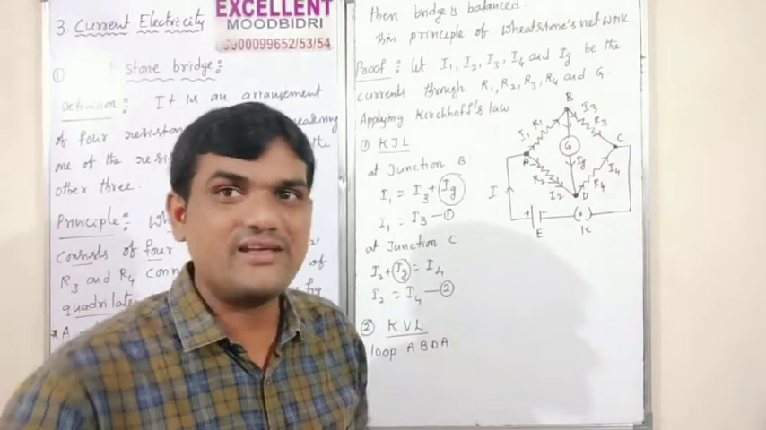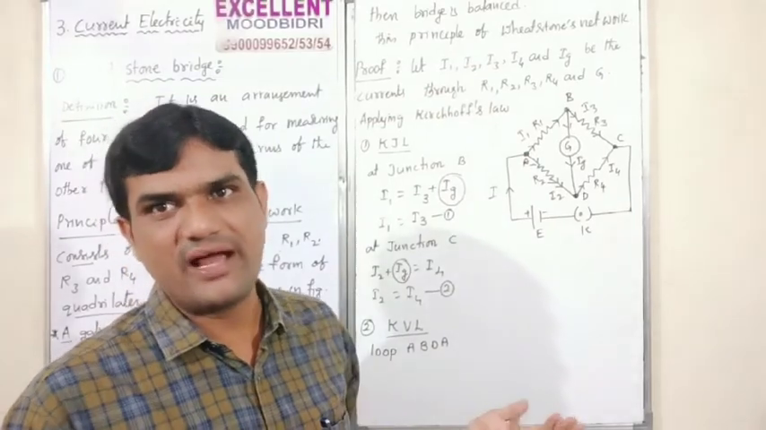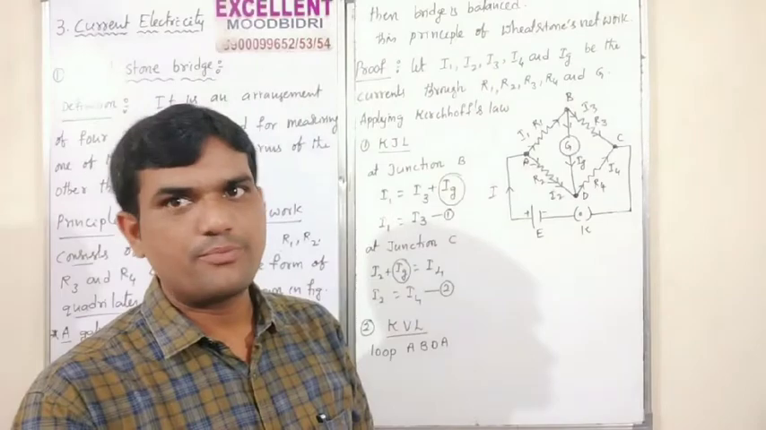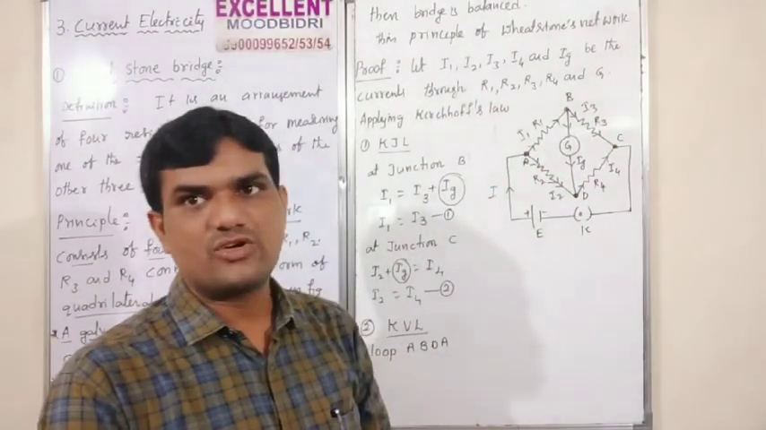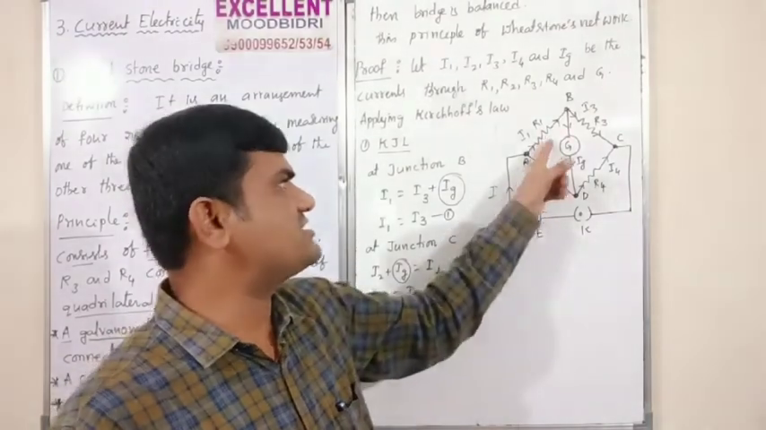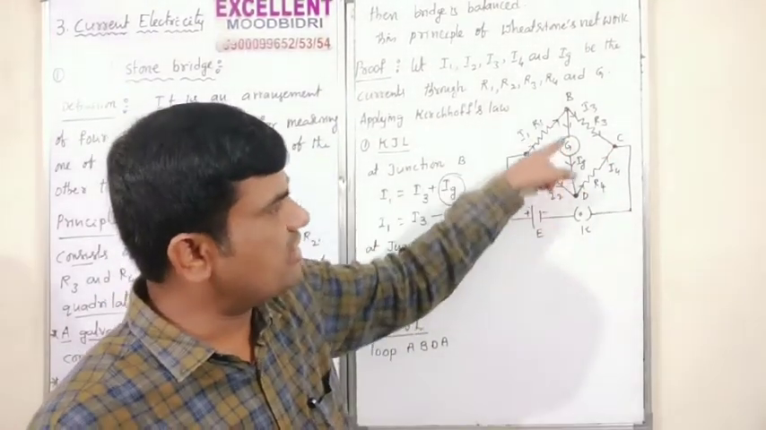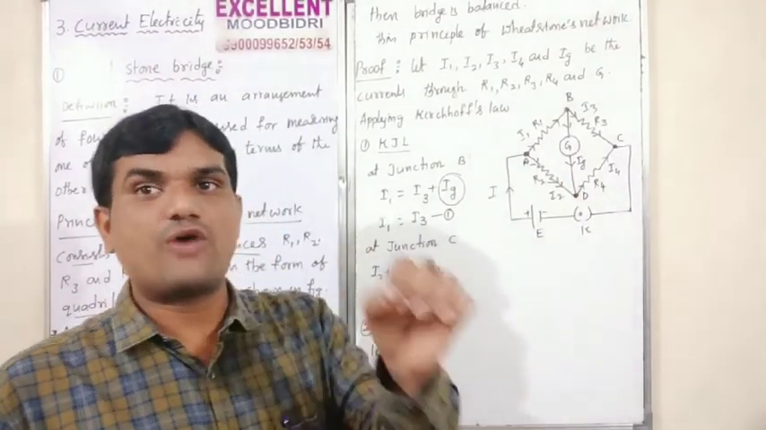In that case the bridge is balanced. The bridge is balanced. This is the principle of the Wheatstone bridge. We have A, B, C, D, so a quadrilateral. Here all the resistors are connected, and between B and D the galvanometer also has some resistance. Through the galvanometer, the flow of current is 0.